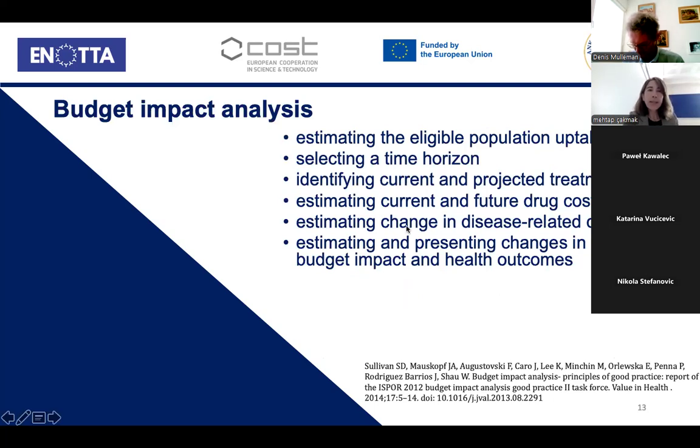When we are doing budget impact analysis, firstly, we should estimate the eligible population uptake. So we should know who is suffering from this disease, the population suffering from this disease. And we should select the time horizon. It can range from 1 year to 5 years.